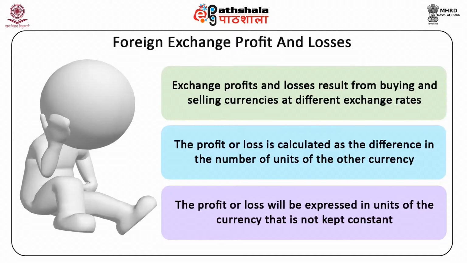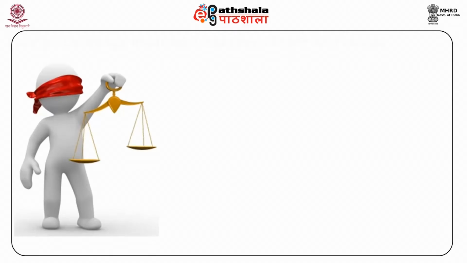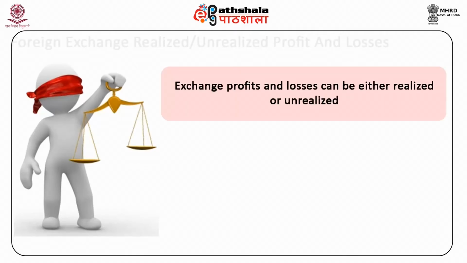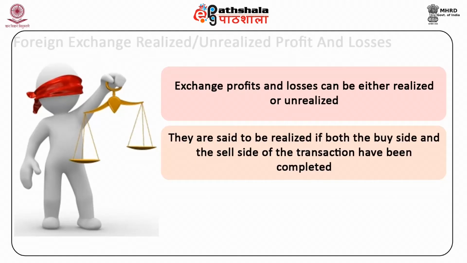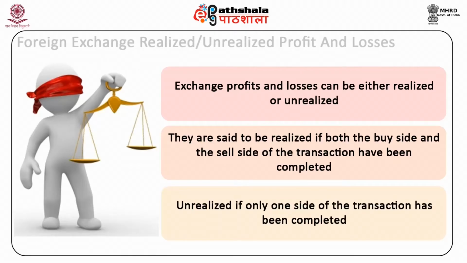There is a profit of 1 point on 10 lakh pounds sterling. This is equivalent to 100 US dollar. Lastly, we will talk about foreign exchange realized or unrealized profits and losses. Exchange profits and losses can be either realized or unrealized. They are said to be realized if both the buy side and the sell side of the transaction have been completed, and unrealized if only one side of the transaction has been completed.